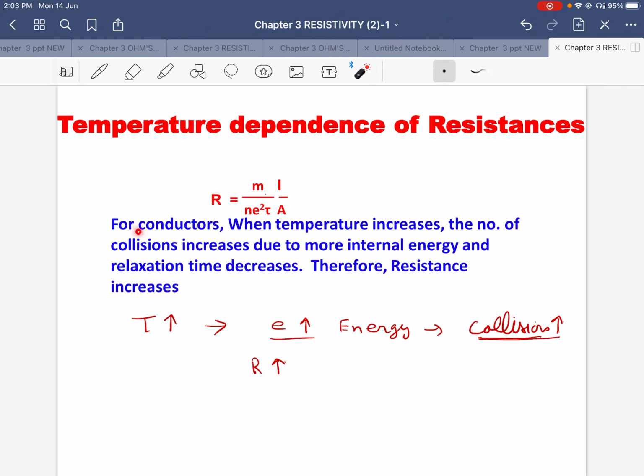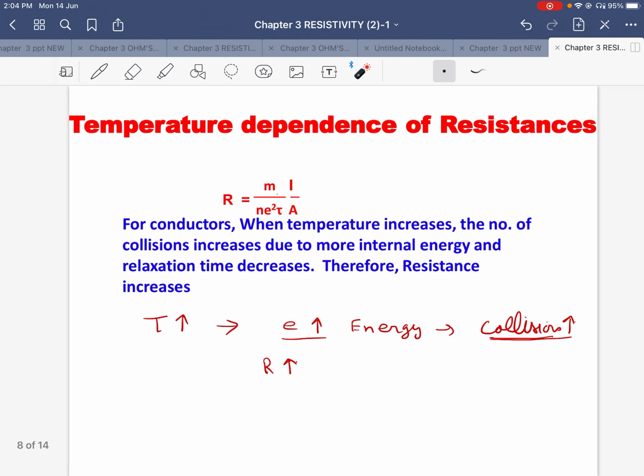That is, for conductors, when temperature increases, the number of collisions increases due to the more internal energy, and relaxation time will decrease. Collisions become faster, so the time between two successive collisions will decrease, and R is inversely proportional to relaxation time. If relaxation time decreases, then resistance will increase. So with increase in temperature, resistance of a conductor will also increase. That is the effect of temperature on resistance of a conductor.